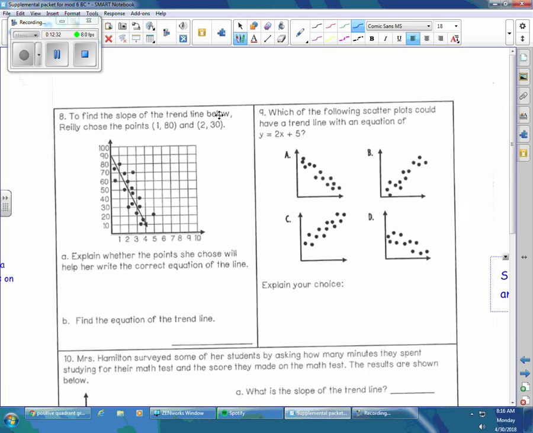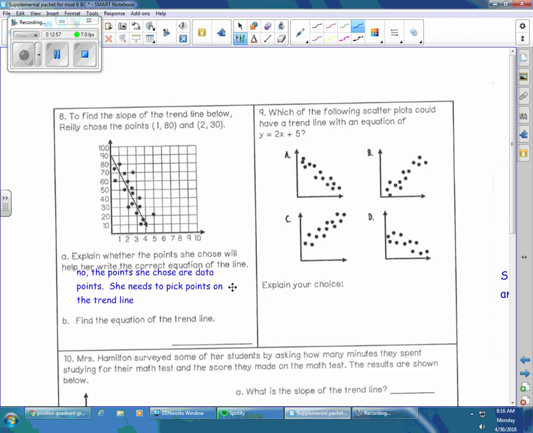To find the slope of the trend line, Riley chose points 180 and 230. Let's take a look. 180 is above the line, and 230 is below the line. Those points are not going to give her the slope of the line. They're going to give her the slope between these 2 points. So that's not going to work. She needs to pick points that are on the trend line.